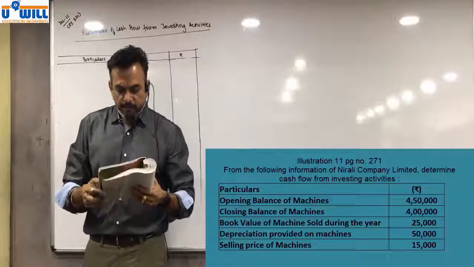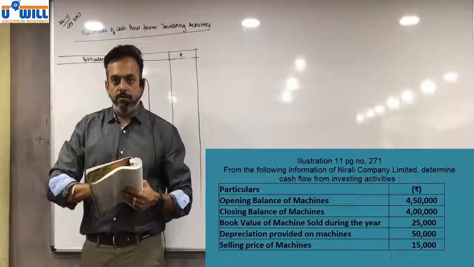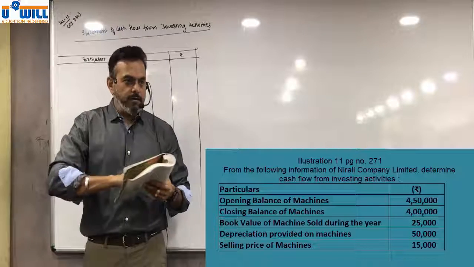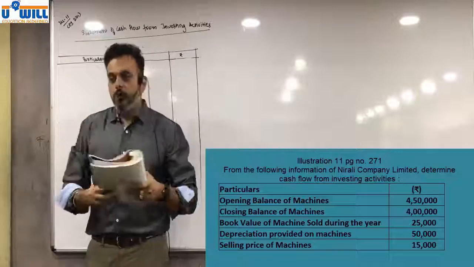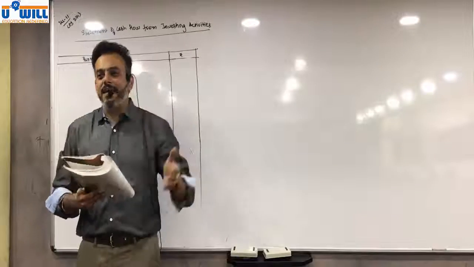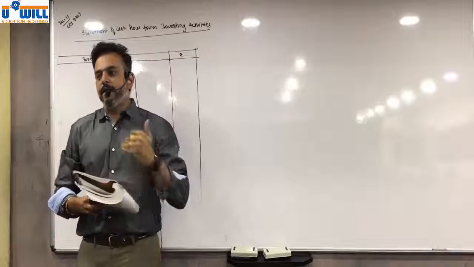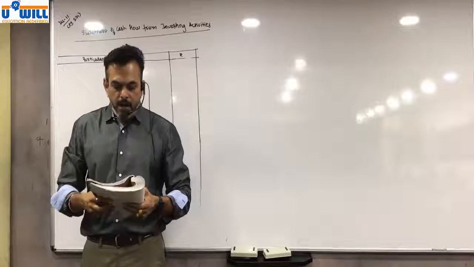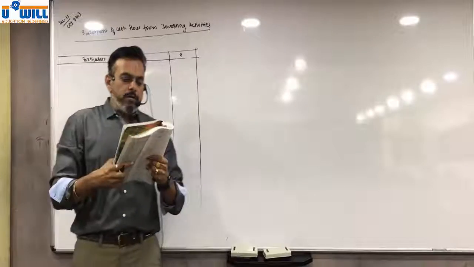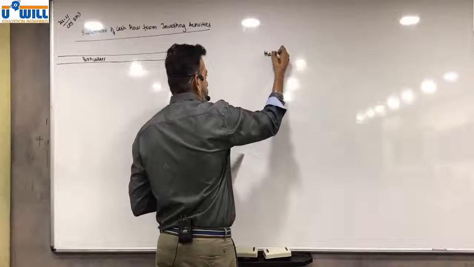So for this, what is not given? Don't see the answer. What is not given? Purchase of machine is not given. So whether there is a purchase of machine, we actually don't know yet; we have to find it by working. Okay? Now let's make a machinery account.